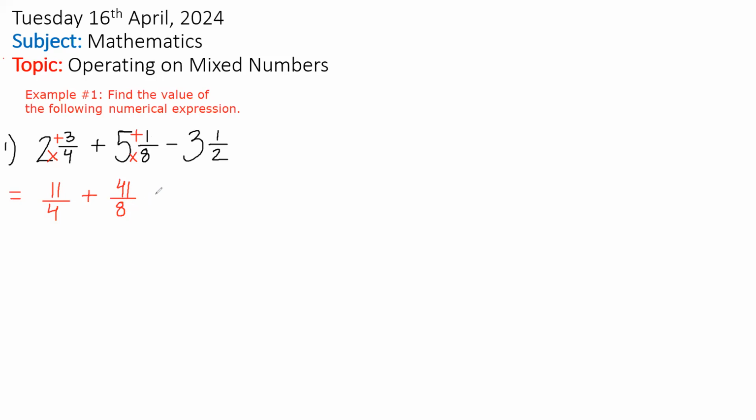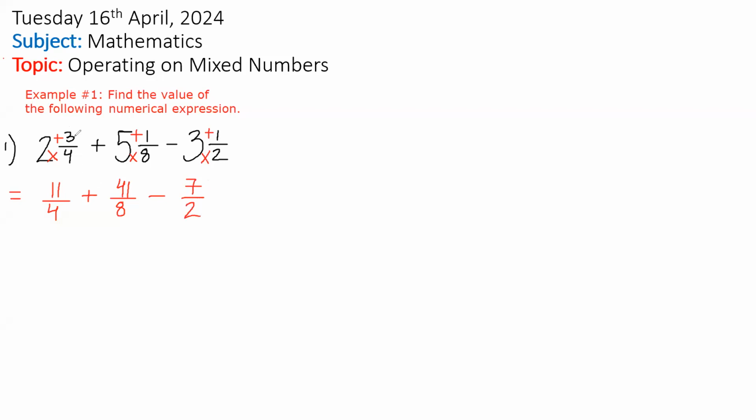Next, we're going to do 3 and 1 over 2. So we're going to multiply 3 and 2, and then we're going to add 1. What is 3 times 2? 6 plus 1 is what? 7. So we have 7 over 2. And so we are done with that part.